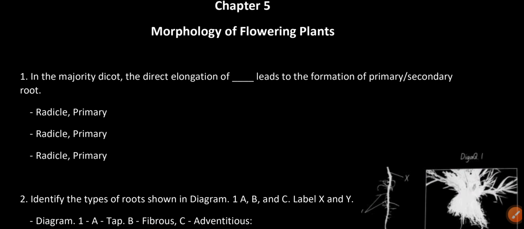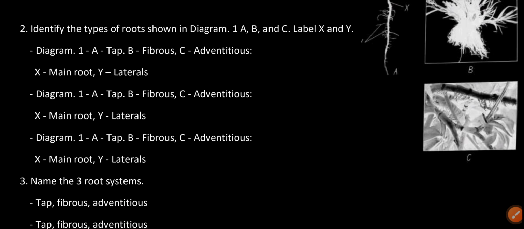Identify the types of roots shown in diagram 1, A, B, C, and label X and Y. A is taproot and B is fibrous root. C is adventitious, X is main root, Y is laterals.